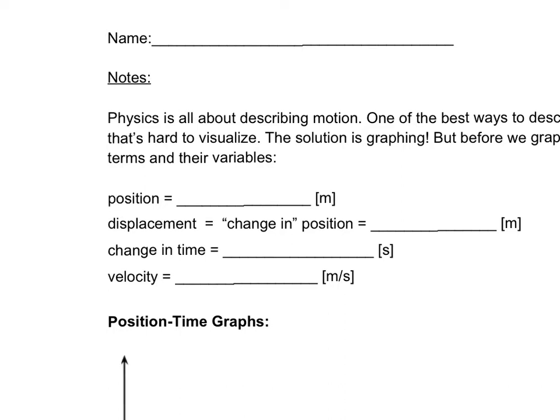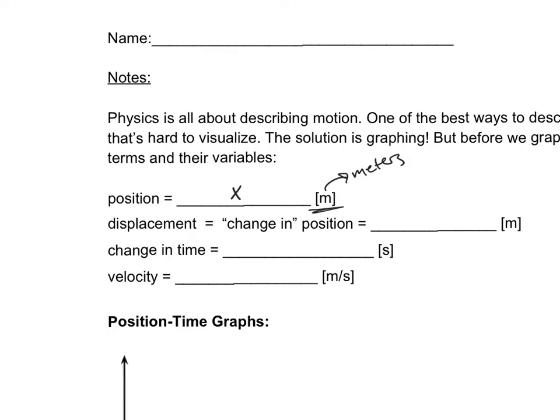The first thing is position. Position is simply where an object is located, where it is physically in space at some point in time. And we're going to represent it as the variable x. Sometimes later on we might also use y, but for now we're just going to stick with x, and it's measured in meters for this class. These little brackets always indicate a unit of measurement. So we're going to do position as the variable x measured in meters.